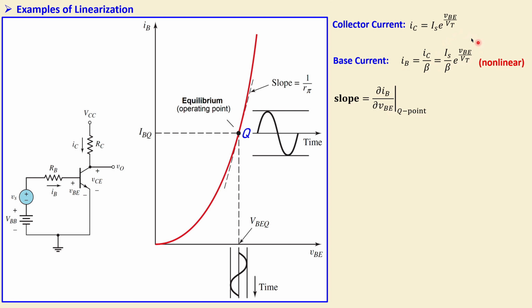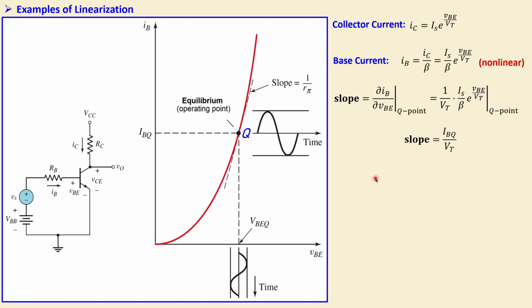Now, I want to differentiate this one. Of course, I have several other variables, so I need to take the partial derivative. That's actually why it's shown here. So if I differentiate only with respect to that variable, I get this. And again, evaluate that at the Q point. You just substitute the voltage VBE with the Q point value, which is then VBEQ.